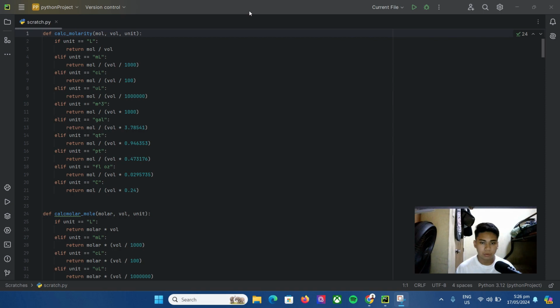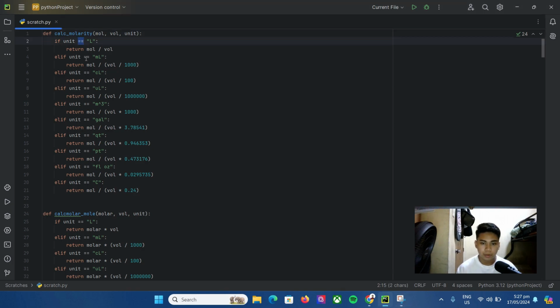The programming language used for this program is Python. We use comparison and arithmetic operators, conditional statements such as if, else, and elif, and a while loop. User-defined functions were also used for this program.